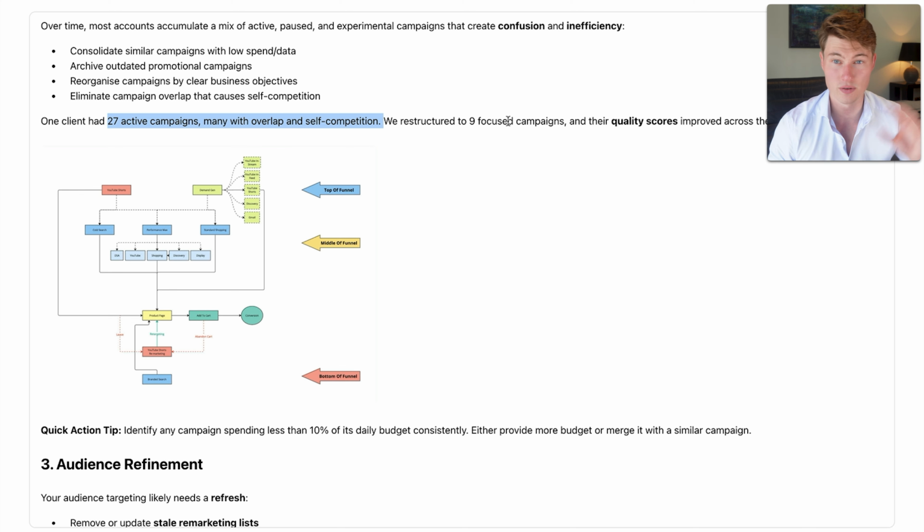And if you think about ad rank, it's budget times quality score, and that's on a campaign level, an ad set level, right? So the more budget that you can give to your campaigns, the better the quality scores, or the better your ad rank, is going to be. So don't fragment too much.